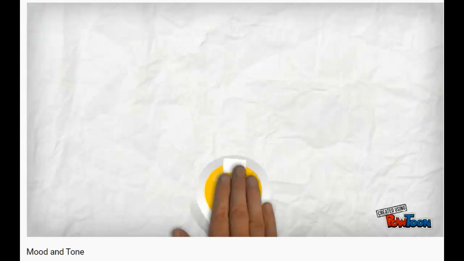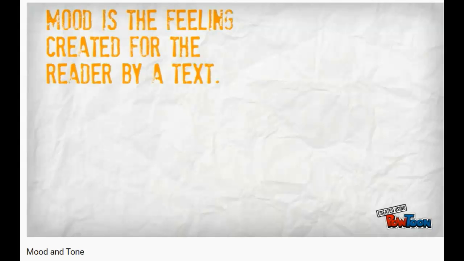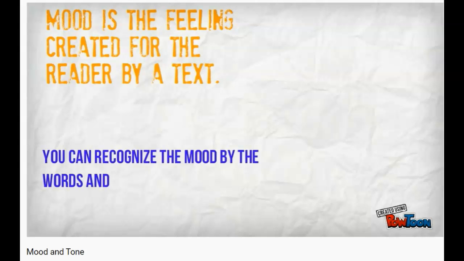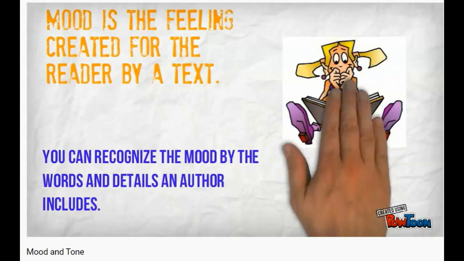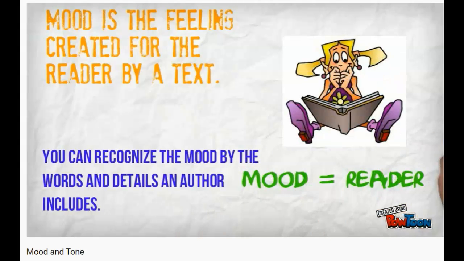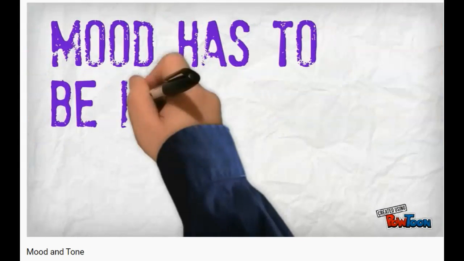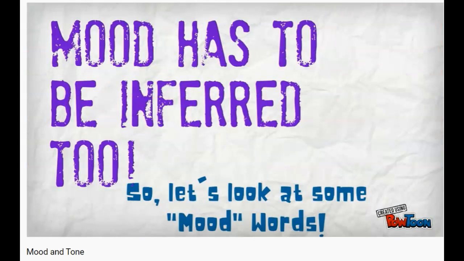Second is the mood. So the mood is the feelings created for the reader by a text. Mood, me. How do you feel when you read it? You can recognize the mood by the words and the details that the author includes. How are they trying to make you feel when you read the text? It has to be inferred also.